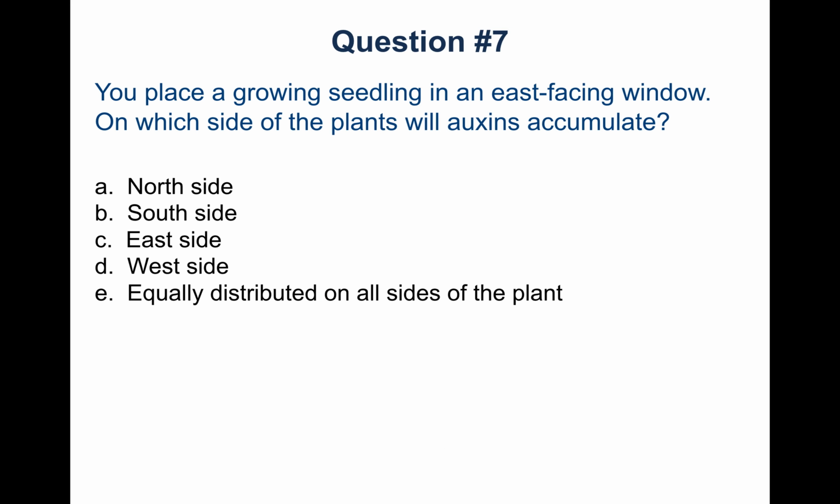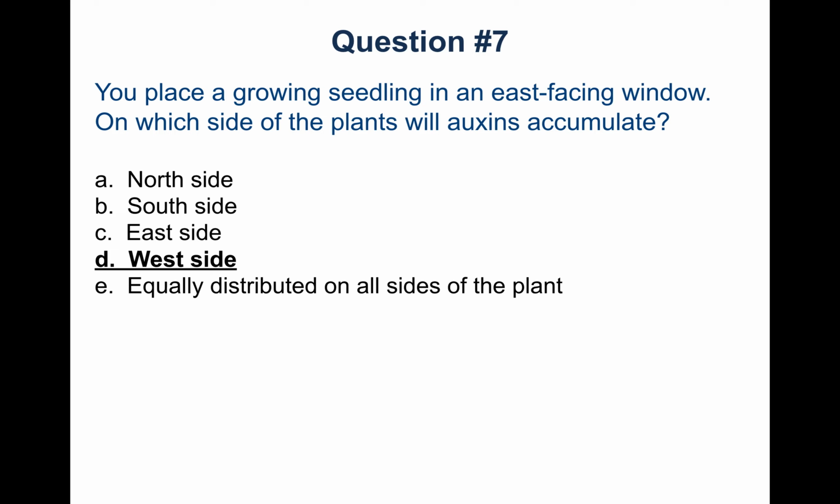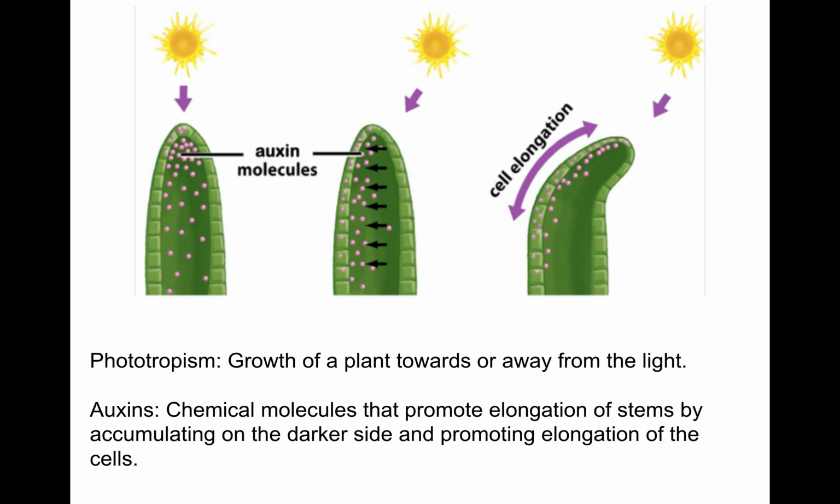Okay, question 7. You place a growing seedling in an east-facing window. On which side of the plant will auxins accumulate? They will actually accumulate on the west side. So this is why, all right, phototropism is the growth of a plant either towards or away from the light. Typically, if a plant is photosynthetic, which plants are, then they will want to grow towards the light because this enhances photosynthesis within the plant.